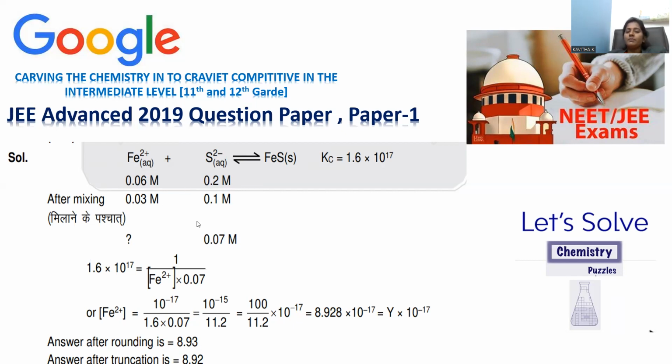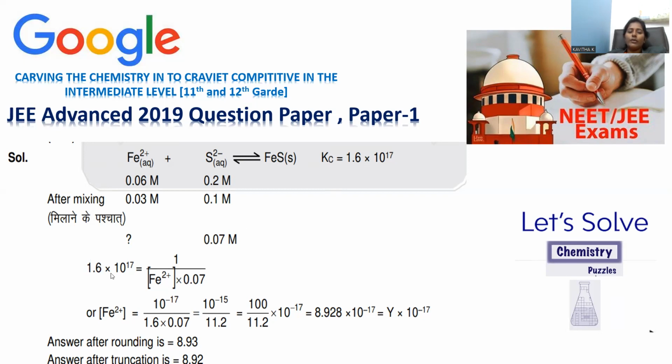This is the way we can simplify the equation, right? So if this is the case, what will be the Kc? Kc, the equilibrium constant, is equal to 1 by ferrous ion concentration into what? Sulfide ion concentration, right? So this will be called the product of ionic concentrations. Kc value is known to you, that is 1.6 into 10 to the power 17.